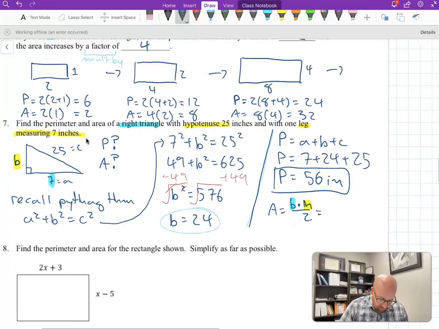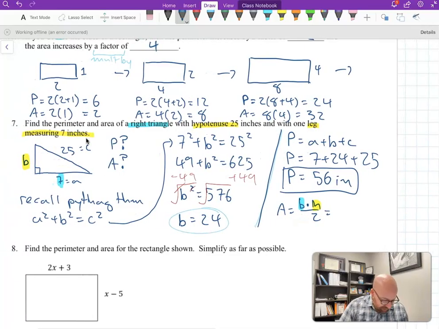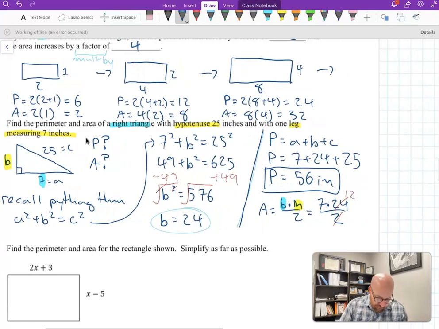So, base times height, 7 times 24 divided by 2. If I didn't have a calculator out, I would take 24 and divide it by 2 to get 12. And then 7 times 12 is going to be equal to 84. And we're going to have inches squared.